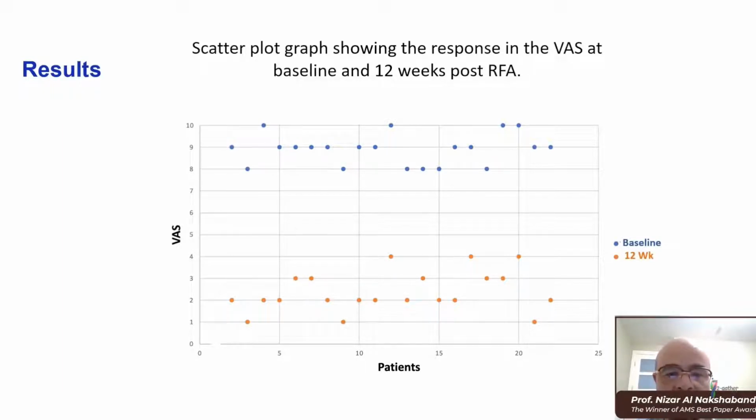This is a scatter plot graph showing the response of pain on the visual analog scale between the baseline and 12 weeks post-procedure. As you can see, the patients who had a scale of 10 out of 10 on the visual analog scale have dropped to almost 2, or even 4, or even 1 out of 10.